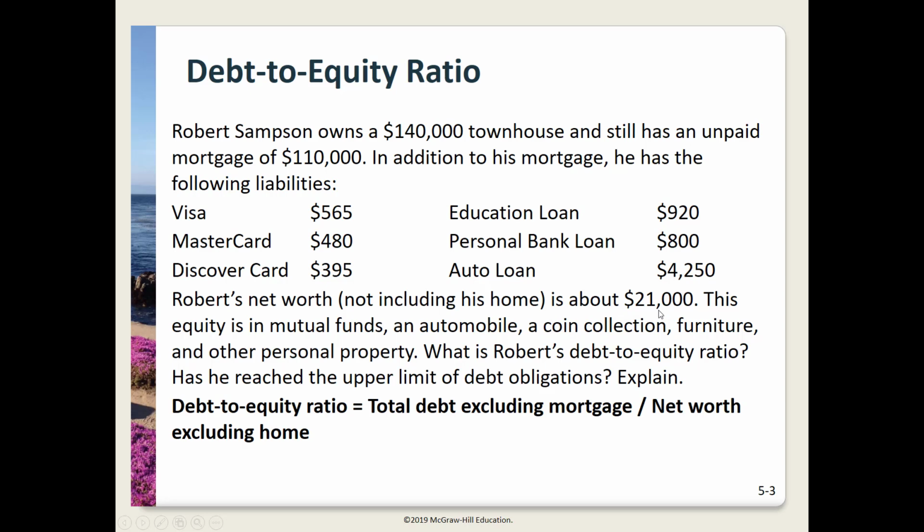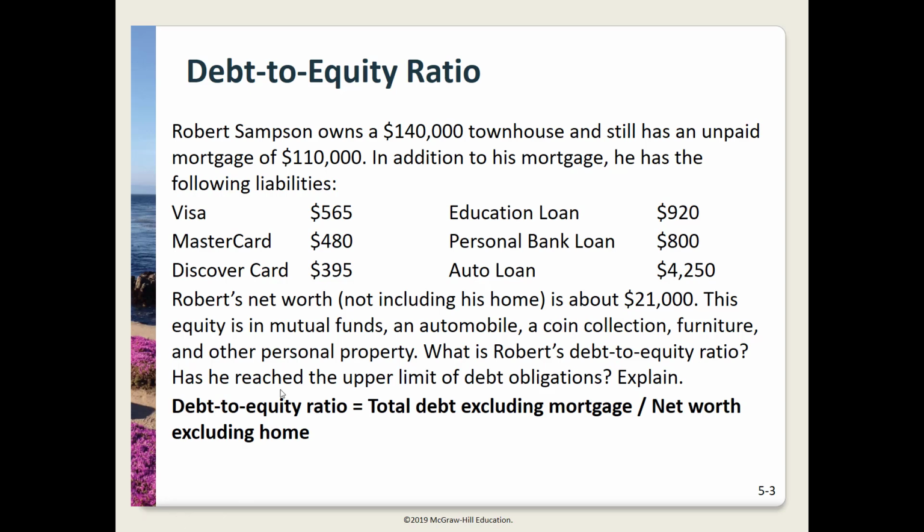So this is given to you in the problem. This equity is in mutual funds, an automobile, a coin collection, furniture, and other personal property. So they're giving you a little bit of background around that $21,000. So what is Robert's debt to equity ratio? Has he reached the upper limit of debt obligations?